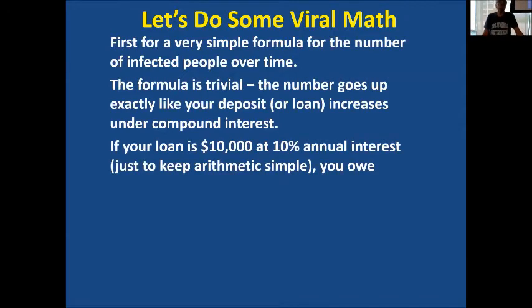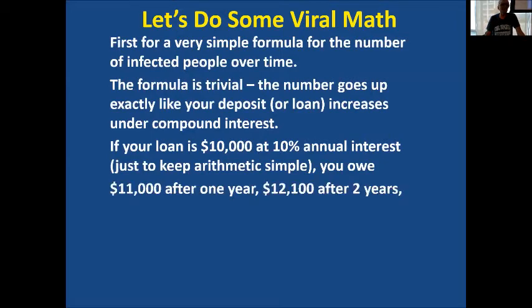So say you borrow $10,000 and the annual interest is 10%. I have no idea what the going rates are, just to keep things simple. So what happens? At the end of 1 year, you're going to owe $11,000, right? $10,000 plus $1,000 interest. Now, after 2 years, you now have not just $12,000, but you also owe interest on the $1,000 interest on the first year. So, this is an important point.